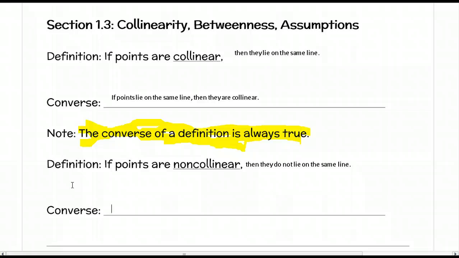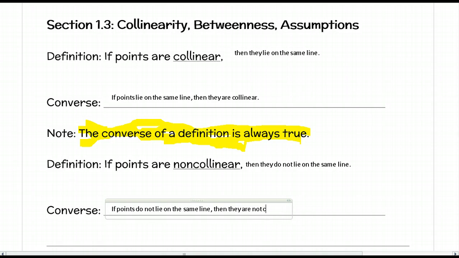Alright, the converse, if you haven't already written it: if points do not lie on the same line, then they are not collinear. Right, so there's collinear, non-collinear.